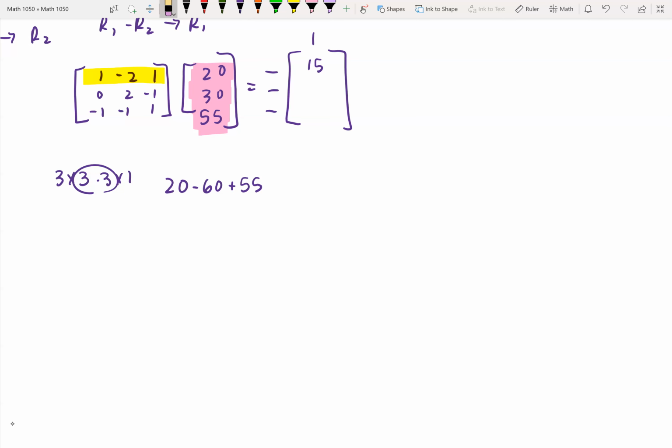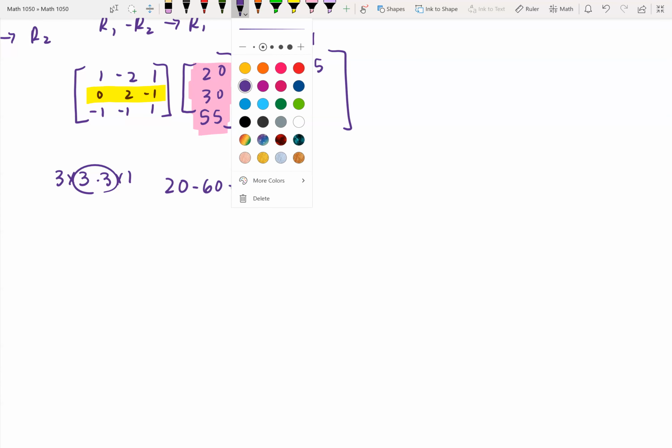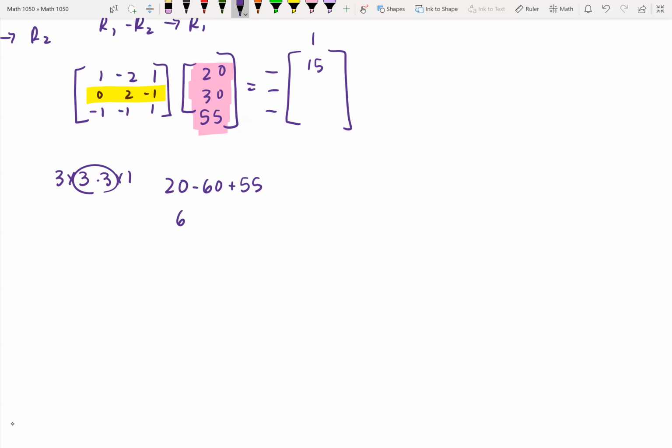Now I'm going to change rows. So I'm going to go here. Remember, the number on the right always comes down. So 0 times 20 is a 0, pardon me. 2 times 30 is a 60. And negative 1 times 55 is a negative 55. 60 minus 55 is 5.